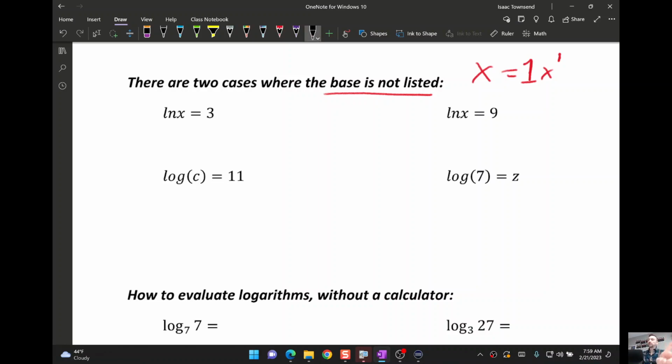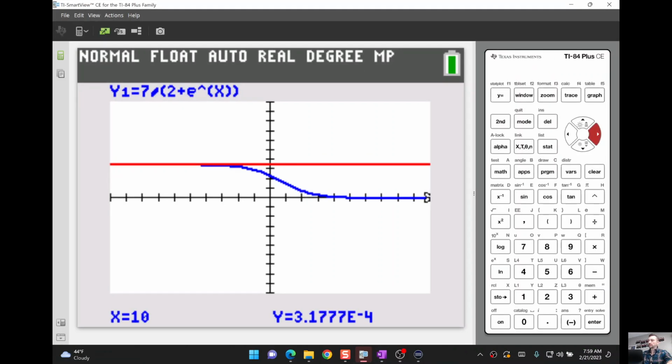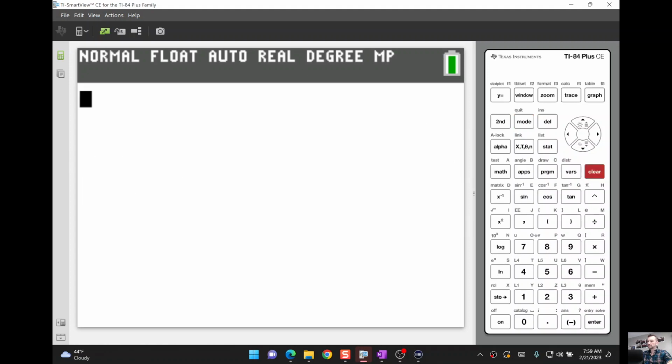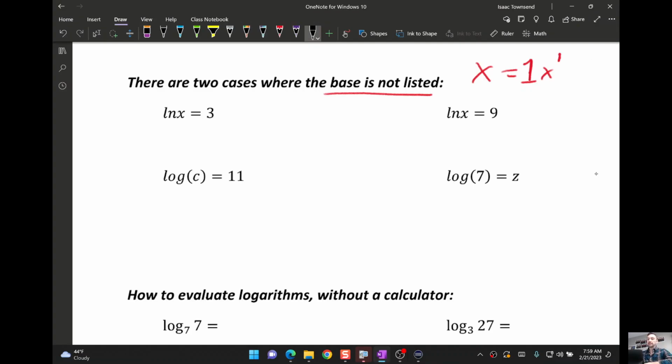With logarithms, the two big ones are natural log and what's called the common log. On your calculator, there are two buttons here, log and natural log. This is the common log, and I'm about to show you what the base is. And then ln, that's for natural log. Those have an understood base of e and 10. So natural log means log base e. If it makes you feel more comfortable, just rewrite the question. That's all that means. Natural log means log base e.